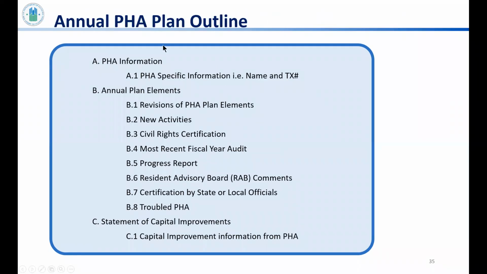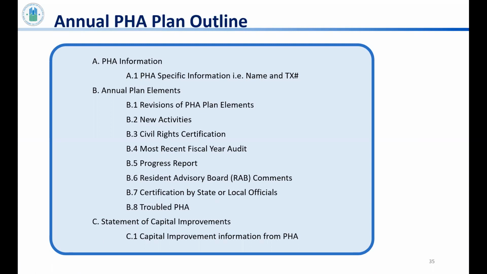So briefly, this is a PHA annual plan outline. I kind of like this one because it's like a little checklist. I would use this as a checklist. Okay, did I include a list of new activities? Did I include my civil rights certification, my progress report, any RAB comments? Are you a triple PHA? So we'll cover very quickly each section of the annual plan.